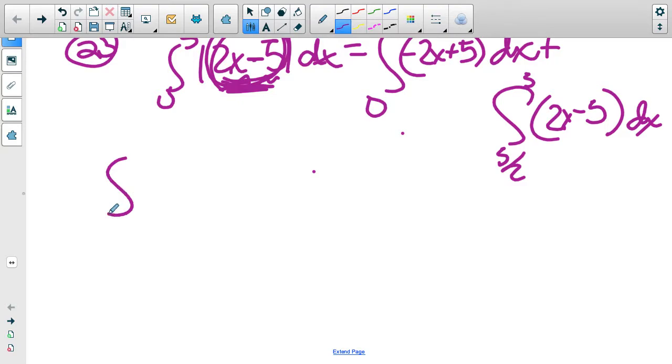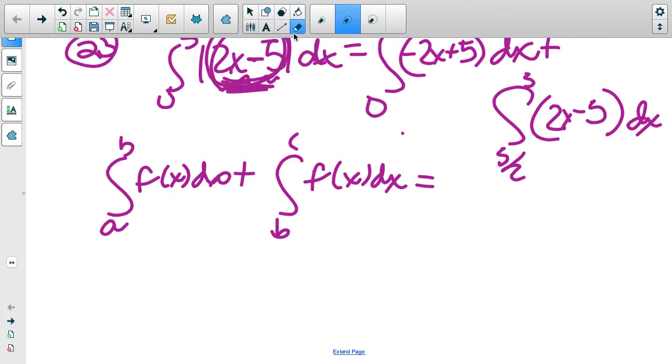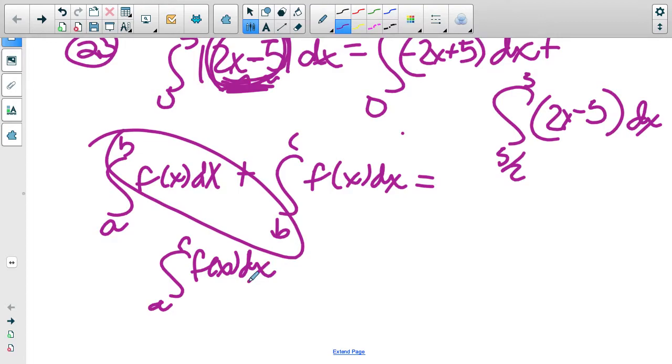If I have the integral from a to b of f of x dx plus the integral from b to c of f of x dx, does anybody know what that gives me? A to C. As long as these numbers match up, it gives you the integral from A to C of f of x dx. Okay?